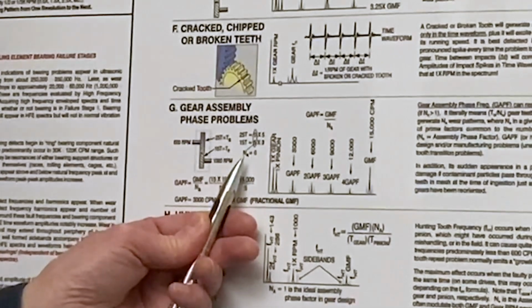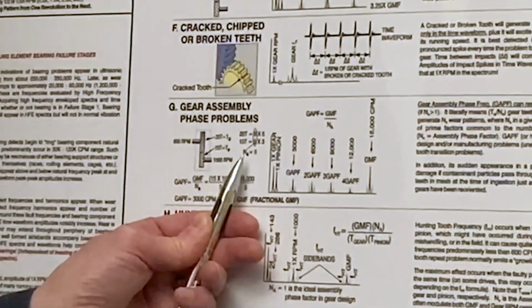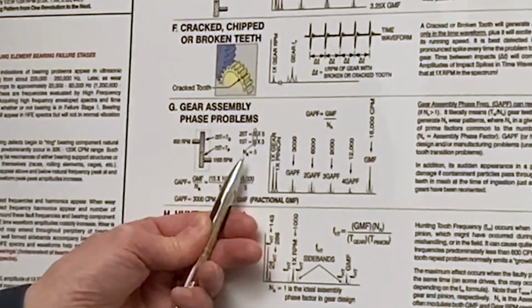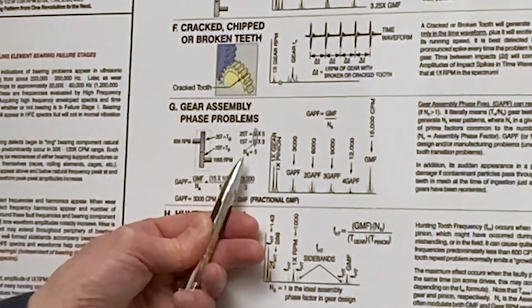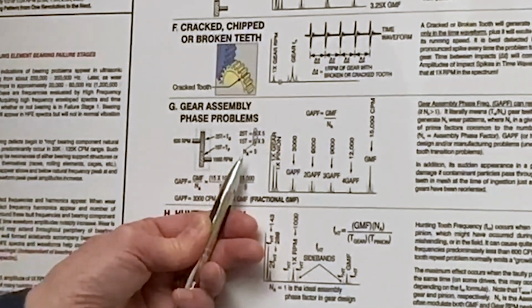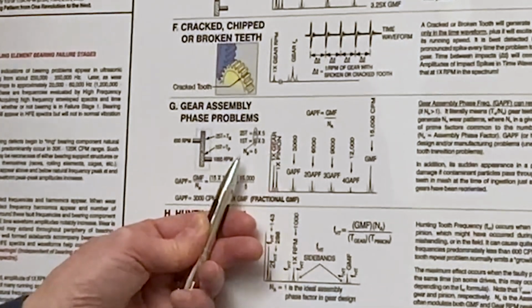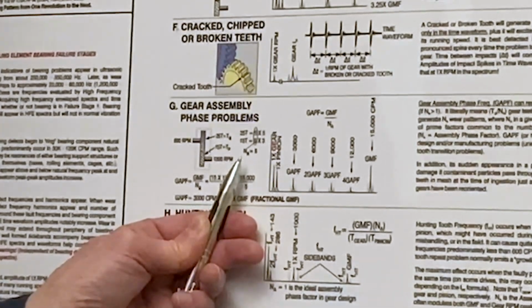So again, what's the problem of having an assembly phase factor, let's call it N sub A, greater than 1? Here we have a 5. Well, with a 1, you have full gear life. With a 5, on the other hand, you have something on the order of about 20 to 25% of gear life, and that's not good.